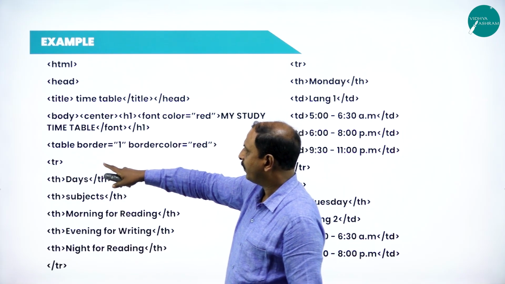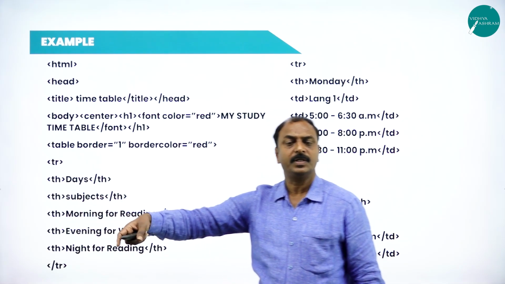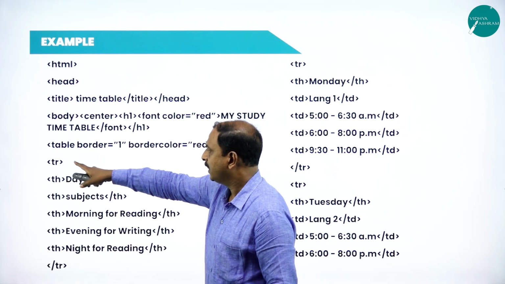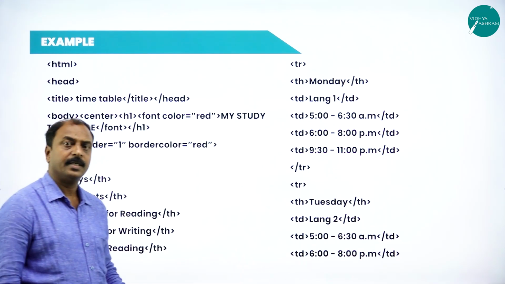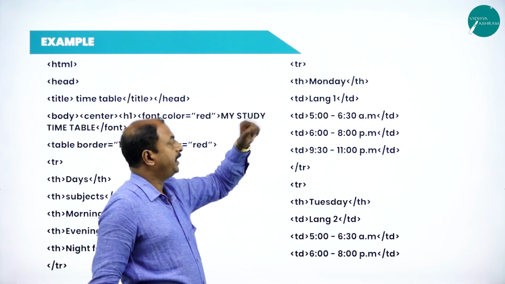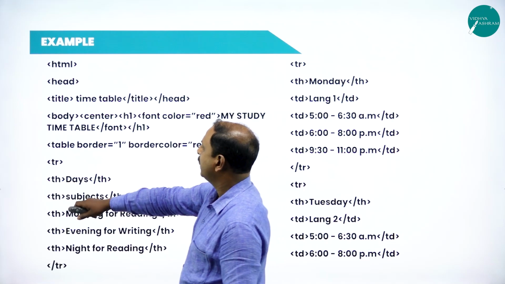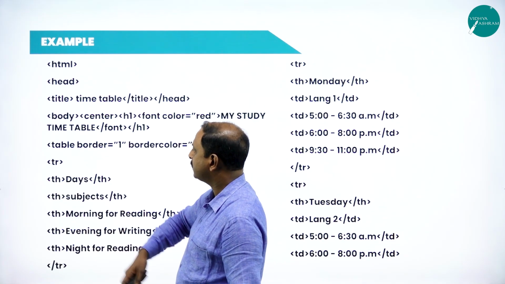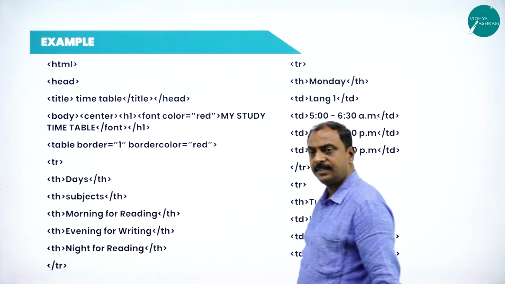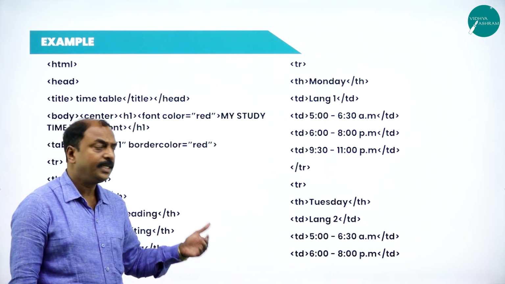In this table tag we have used the attributes border equals 1 and border color red. These are things we have seen in our previous slide. The table tag is closed here, and inside the table tag we are using another 3 tags. They are the TR tag, TH tag and TD tag. Inside the table tag we are using TH, which stands for table heading, TR, which stands for table row, and TD, which is table data. So these are the tags to be used inside the table tag.